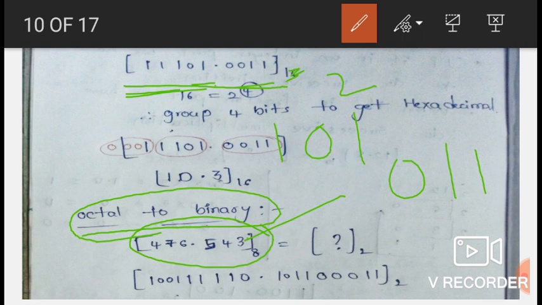In the same way we can do it for the hexadecimal number system. In order to convert hexadecimal to binary, instead of converting 1 digit to 3 bits, we have to convert 1 digit into 4 bits. That's it.